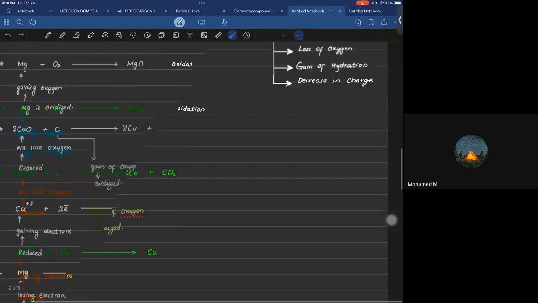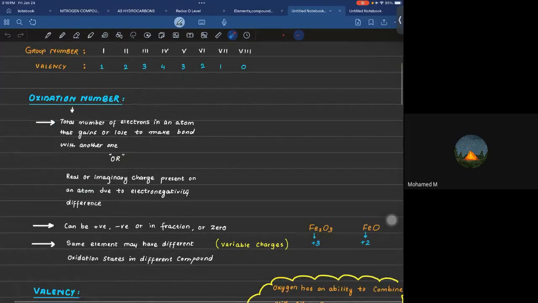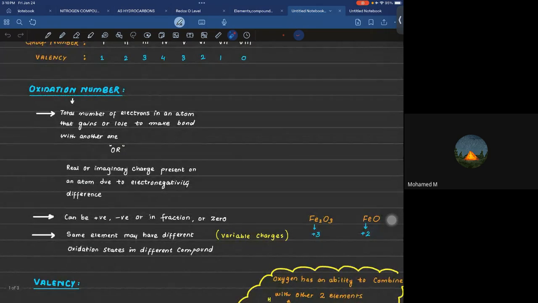So basically, oxidation number is a charge on an atom. Obviously, when there is a charge on an atom, it becomes an ion, whether it is a cation or an anion. When something has a positive charge, it's called a cation, and when something has a negative charge, it's called an anion.